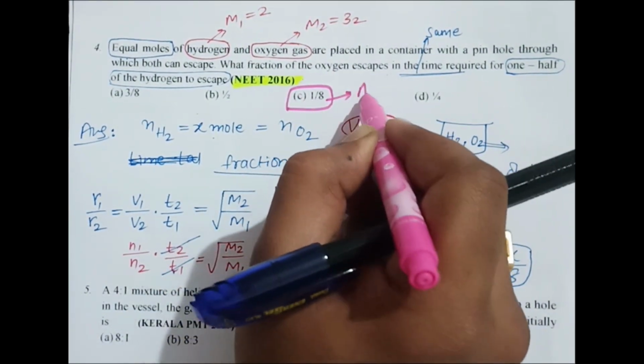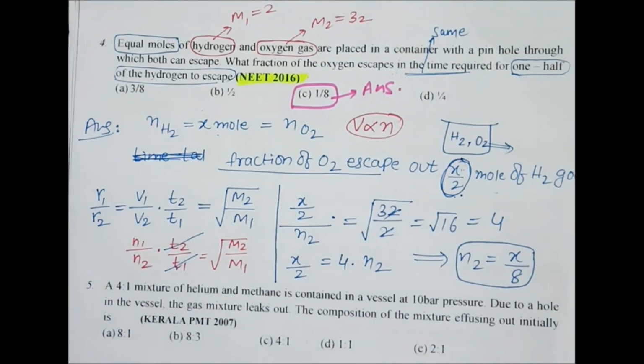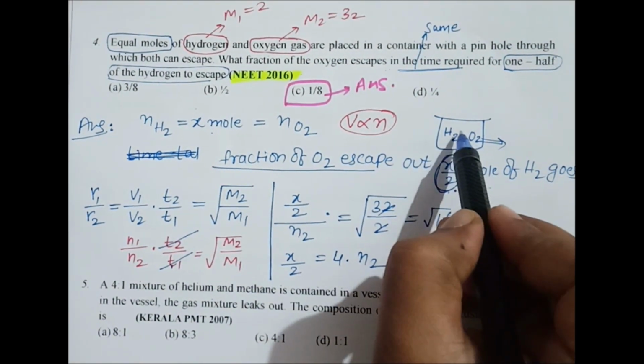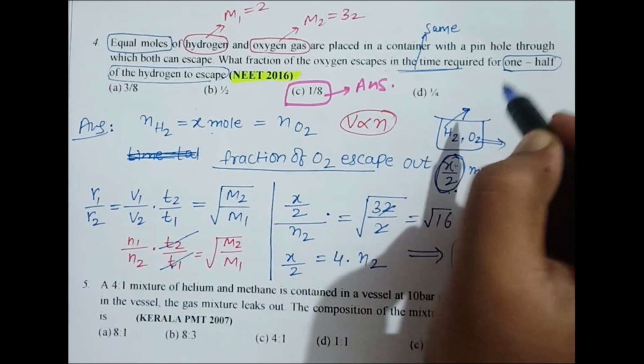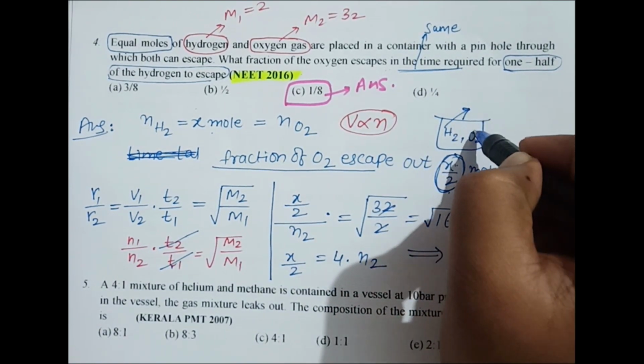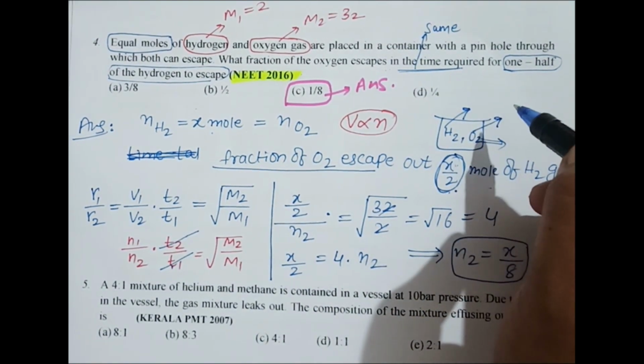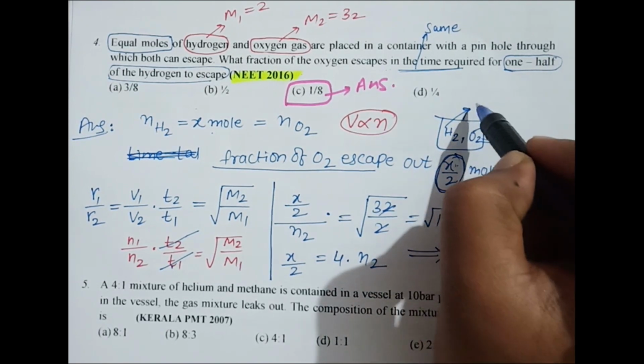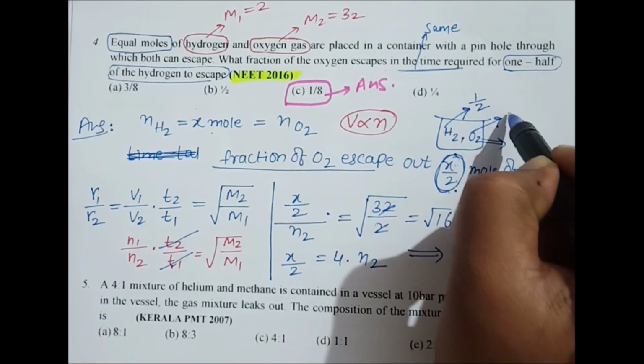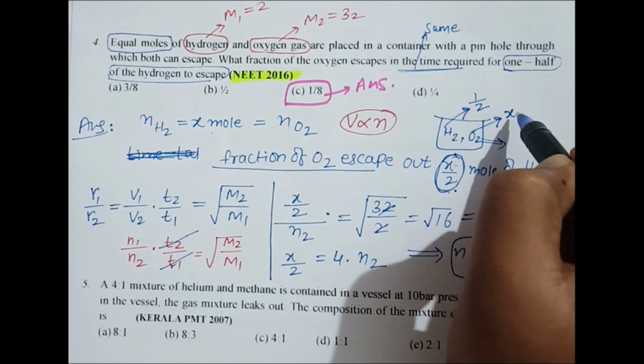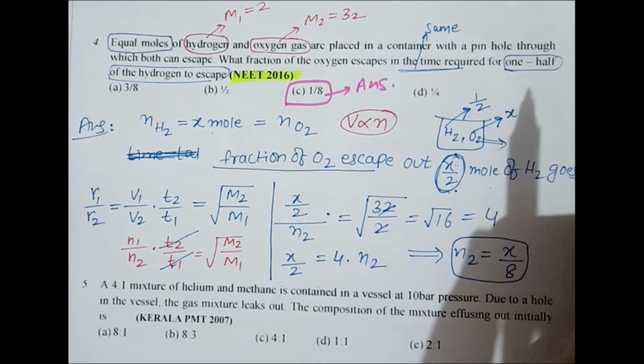This is the answer. So it is a very simple question. In the container, if half the amount of hydrogen is gone, then how much amount of oxygen would have gone? Understood? If half of the hydrogen is gone, how much amount of oxygen must have gone? That we have to find.